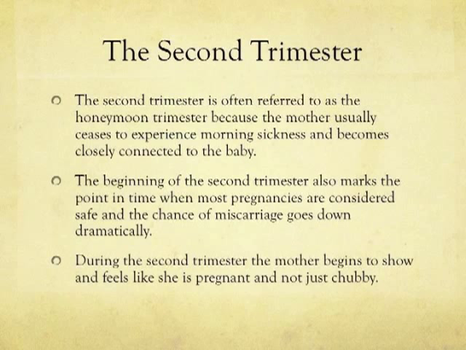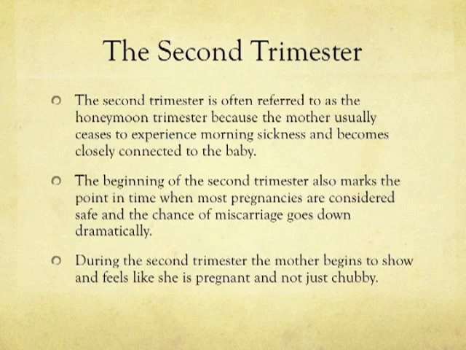The second trimester is often referred to as the honeymoon trimester because the mother usually ceases to experience morning sickness and becomes very closely connected to the baby. A really interesting study was done and was written about in an article called Maternal and Paternal Attachment by Rigetti P. Alfonso. He said that during the second trimester, there is an intensification of attachment because of things like the mother finally showing, being able to feel the baby move, and other different events like that.